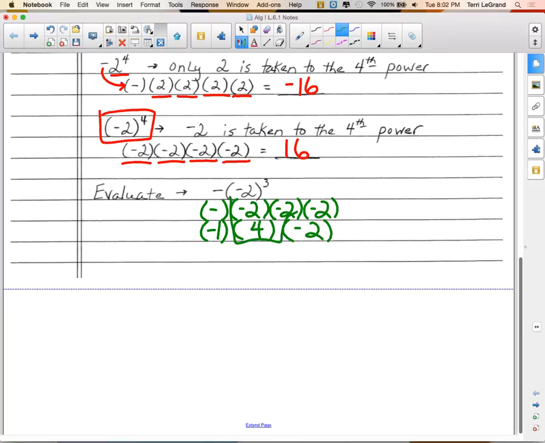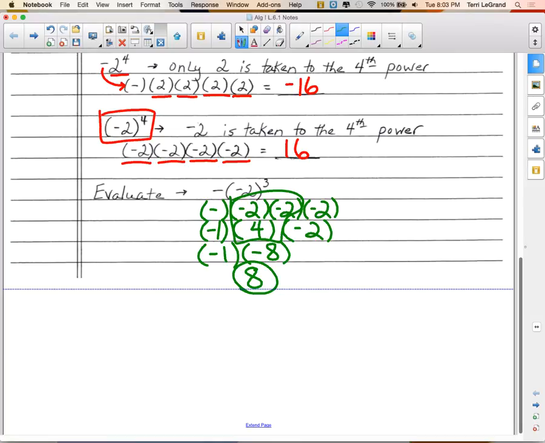And then I still have this other negative 2 left at the end. I still have my negative 1, I'm just going to let that hang out up front as a multiplier. And I have 4 times negative 2, which is negative 8. And now, last but not least, negative 1 times negative 8, we end up with a positive 8 as our result. So when I evaluate that, I should end up with a positive 8.